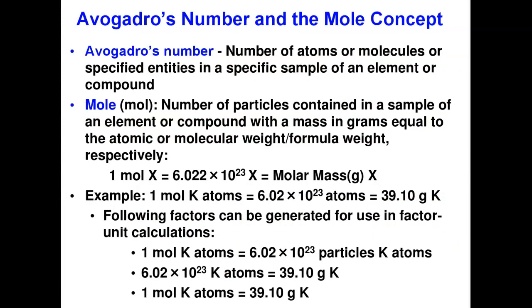We're going to use a number called Avogadro's number. That's what we're going to use. So we're going to see the relationship between Avogadro's number and the mole concept. Avogadro's number is the number of atoms or molecules or specified entities, like ions or formula units, in a sample of an element or compound. That is exactly what it is.